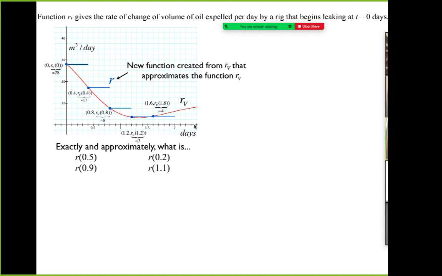So I asked this question again. It's a super important question. I asked it on Thursday. If we have the exact rate function, why do we make this very bad approximate rate function? Why do we make this very bad pretend rate function if we've got the exact perfect rate function? Super important question. Why are we doing that?